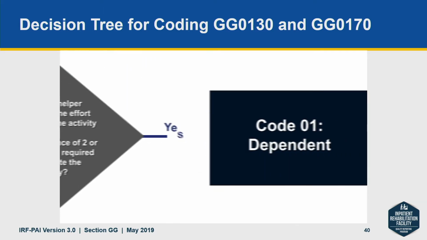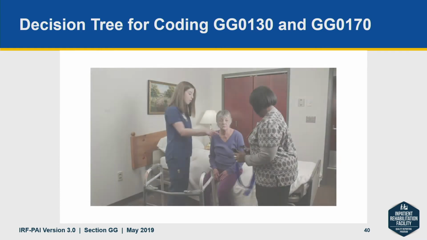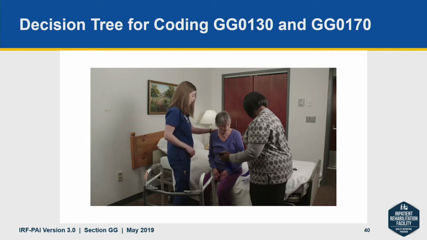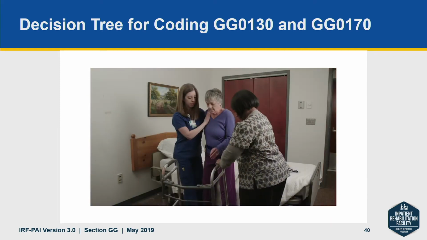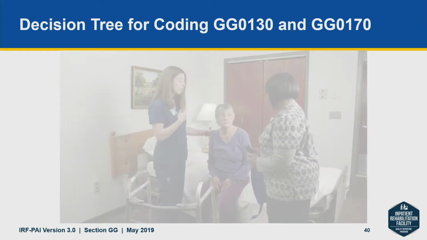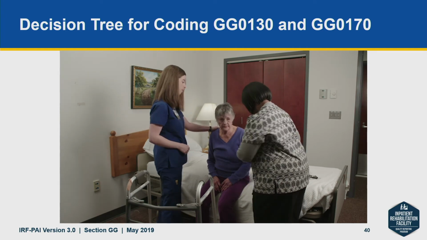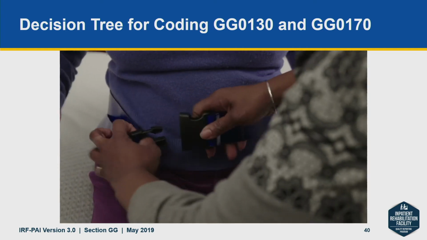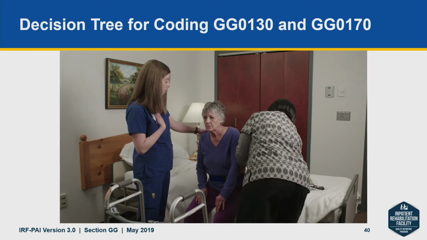If the answer to this question is yes, the correct code for this patient or resident is 01, dependent. Let's review a final example of the same patient, Mrs. Jones, completing the sit-to-stand activity, but this time the patient is dependent on 2 helpers to complete the activity. In this scene, 2 helpers are assisting Mrs. Jones. One helper secures a gait belt around Mrs. Jones' waist, while the other helper provides instructions about the transfer.